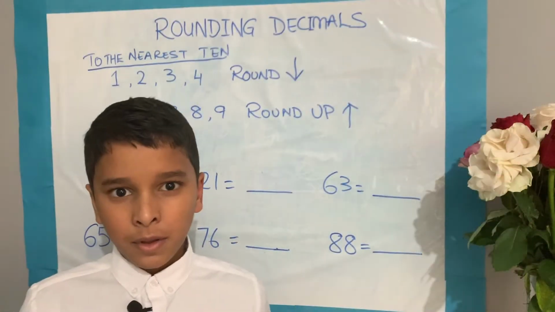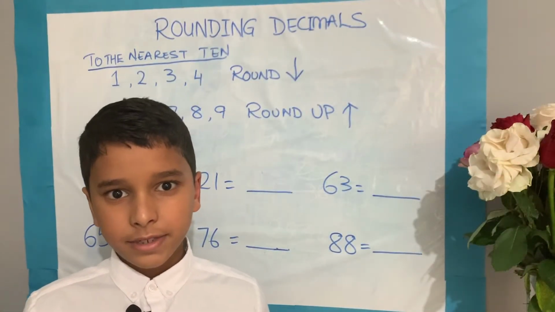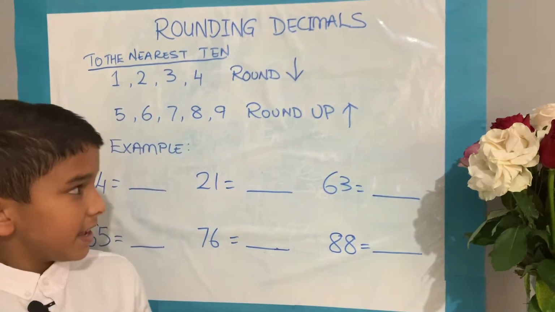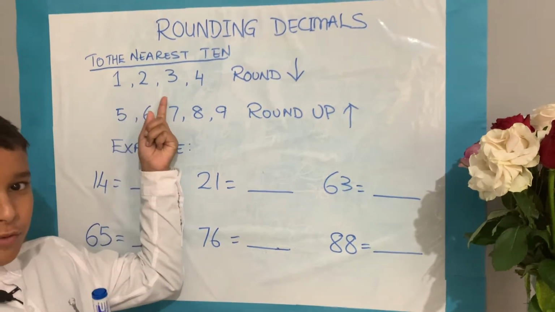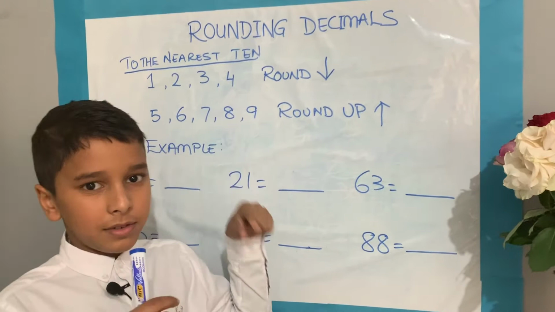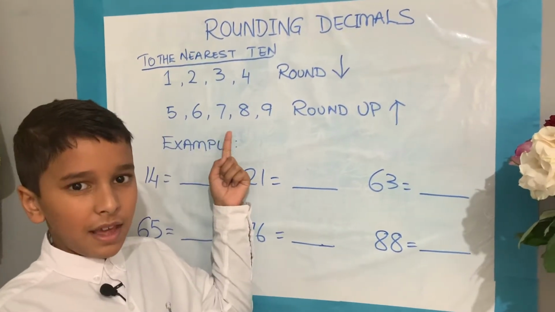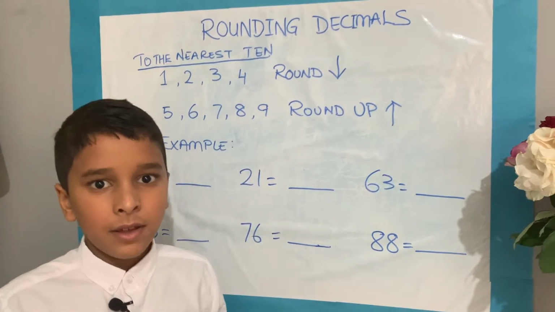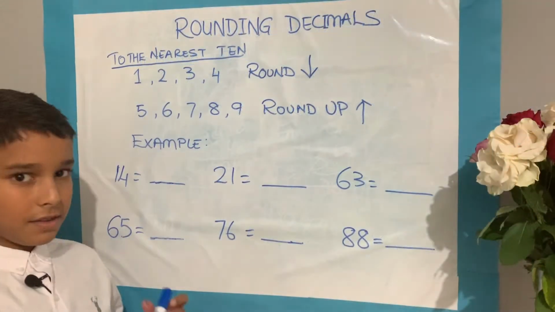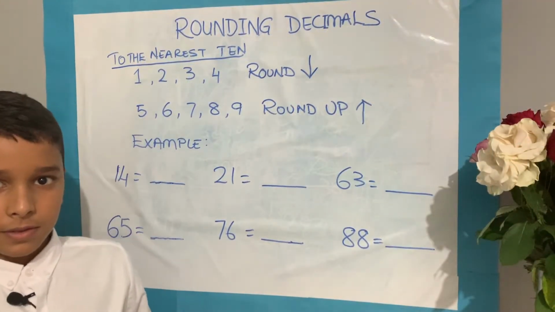Let's recap. When you're rounding to the nearest 10, any number ending in 1, 2, 3, or 4 will round down. Any number ending in 5, 6, 7, 8, or 9 will round up. Let's look at a few examples.